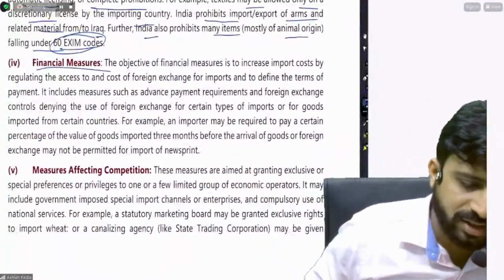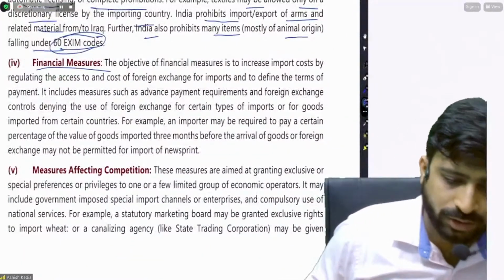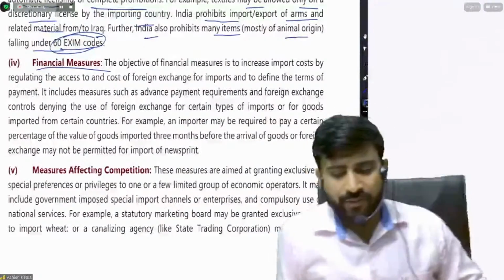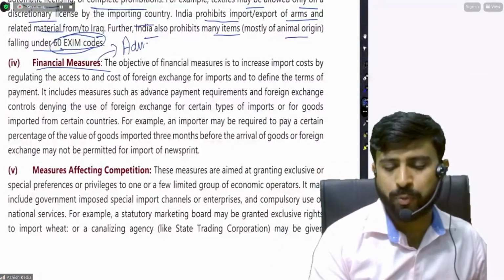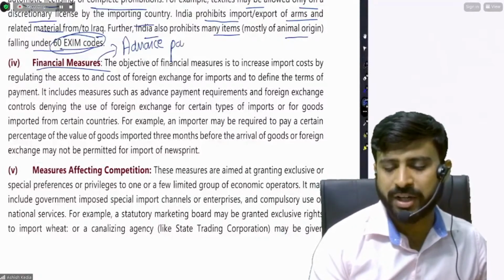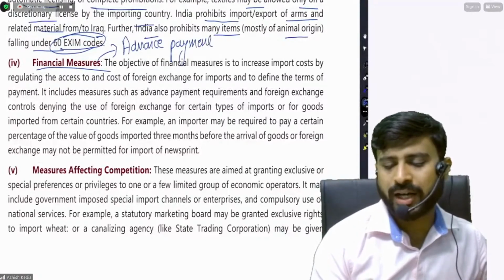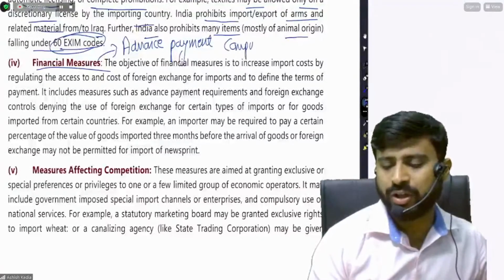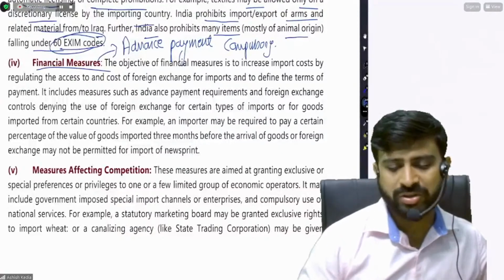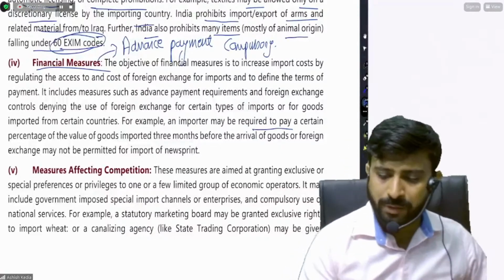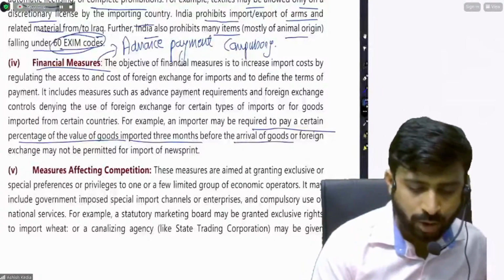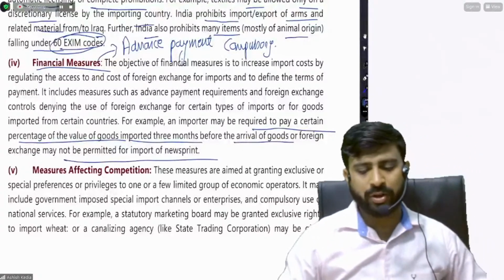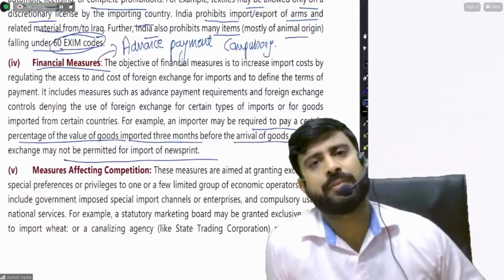Then there are certain financial measures that can be imposed. For example, if anybody wants to import, then advance payment can be made compulsory. Only then will imports be allowed. Importers may be required to pay a certain percentage of the value of goods 3 months before the arrival of goods, or foreign exchange may not be permitted for the import of the particular thing.